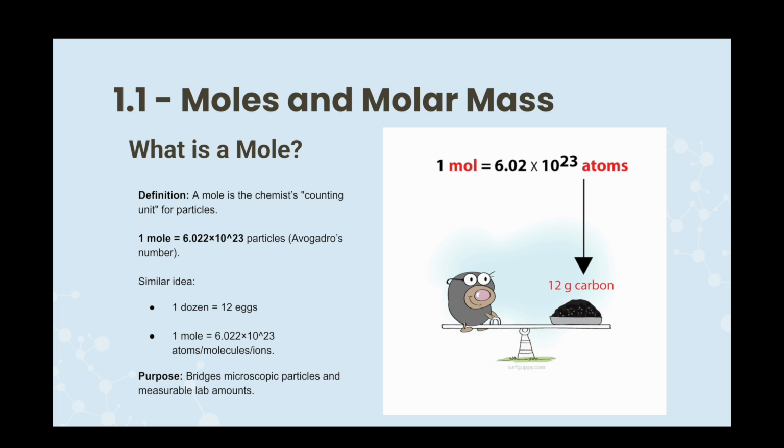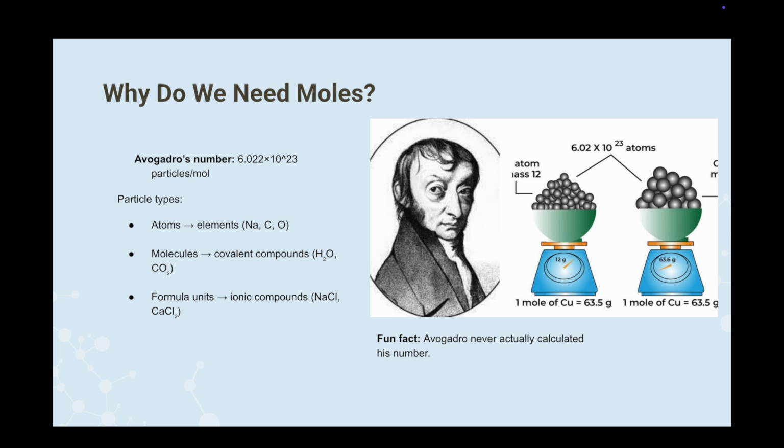So why do we need moles? Let's talk about that number, 6.022 times 10 to the power 23. How big is that really? If you could count one number per second without stopping, it would take you about 20 billion years to count to Avogadro's number. That's longer than the age of the universe. This gives you an idea of just how incredibly small atoms and molecules are.